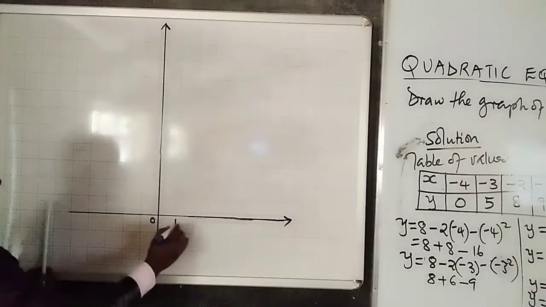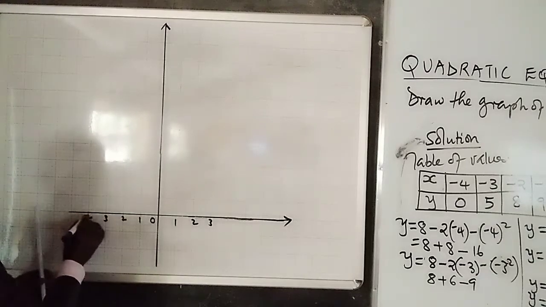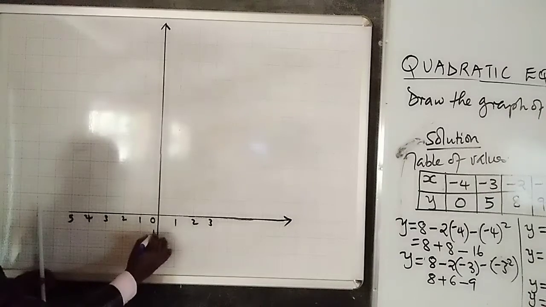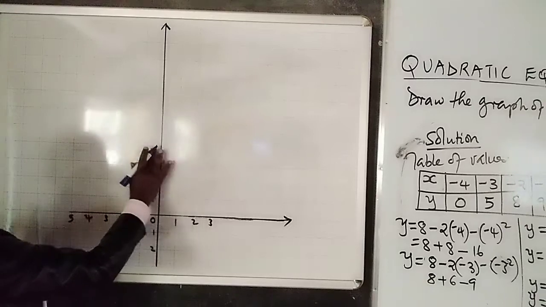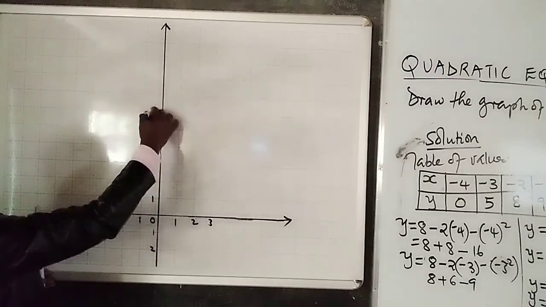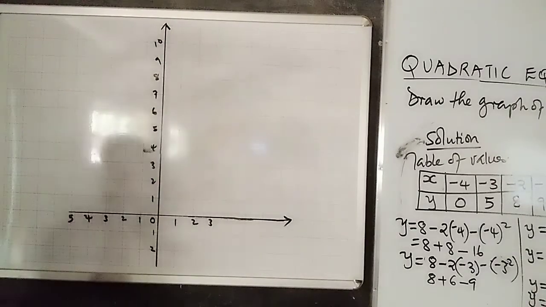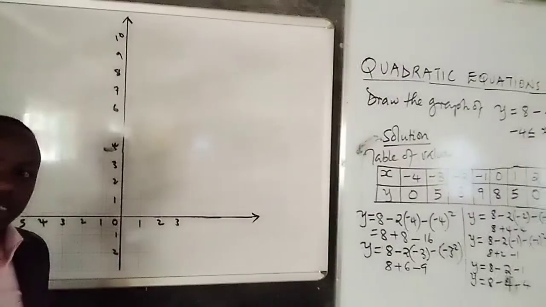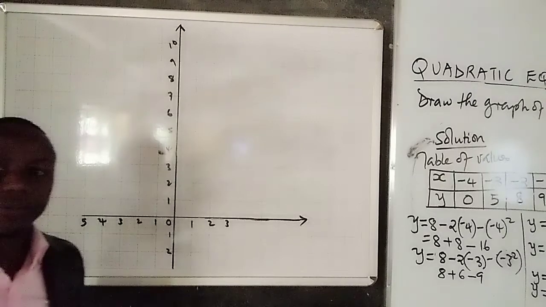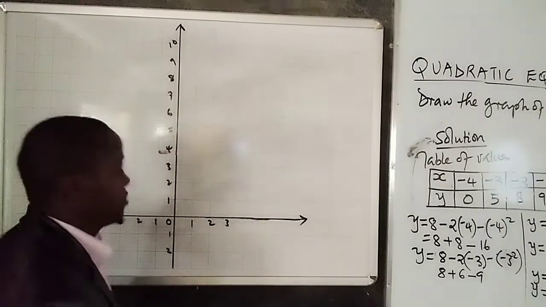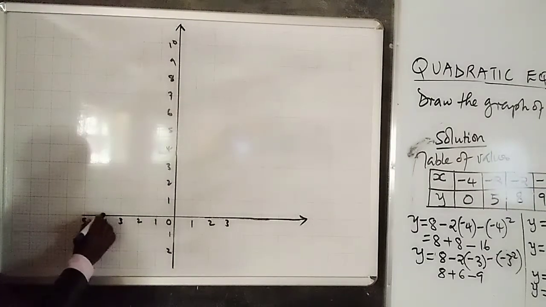So we'll have 0, 1, 2, 3, negative 1, negative 2, negative 3, negative 4, negative 5. Then 1, 2, negatives. 1, 2, 3, 4, 5, 6, 7, 8, 10. Therefore, now we can plot the coordinates. Negative 4, 0. So this point.